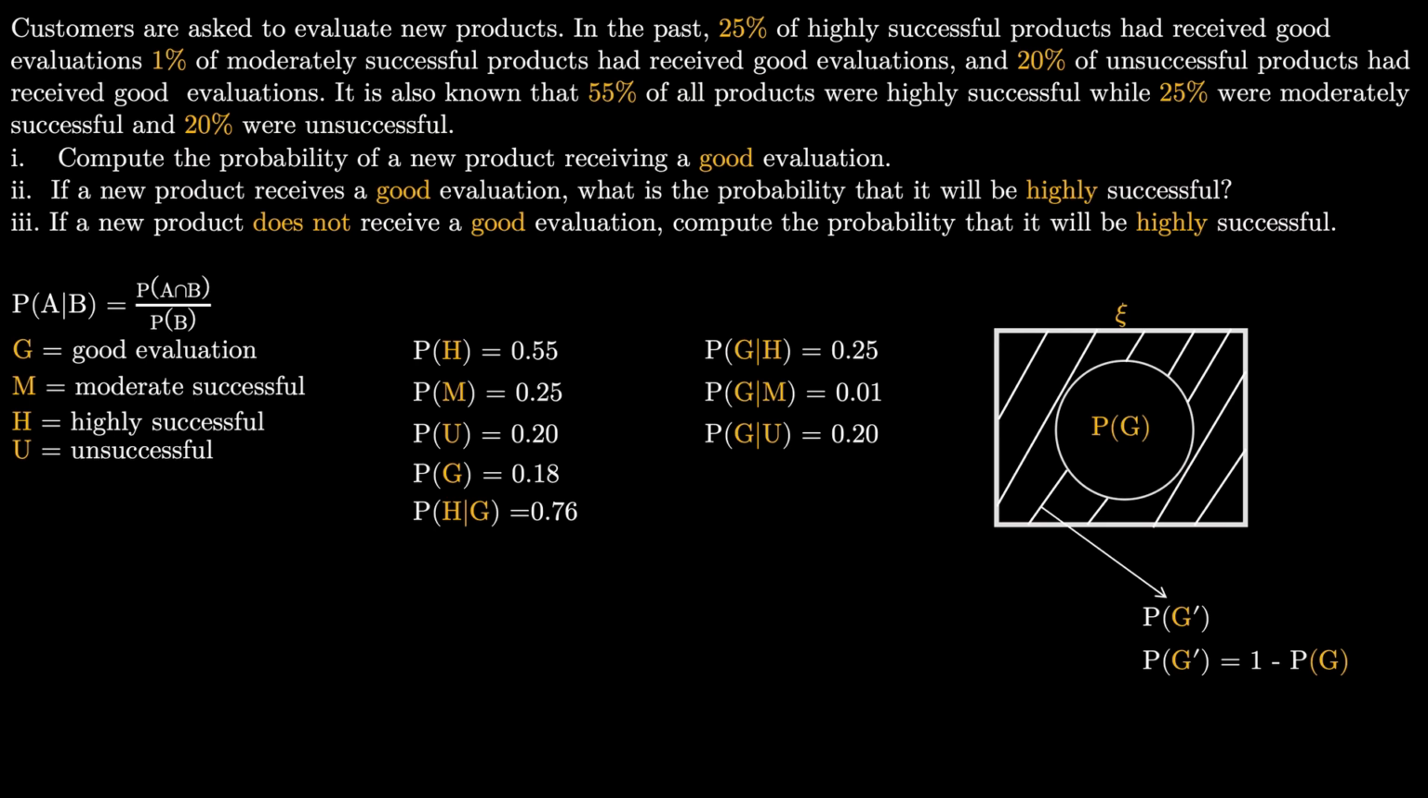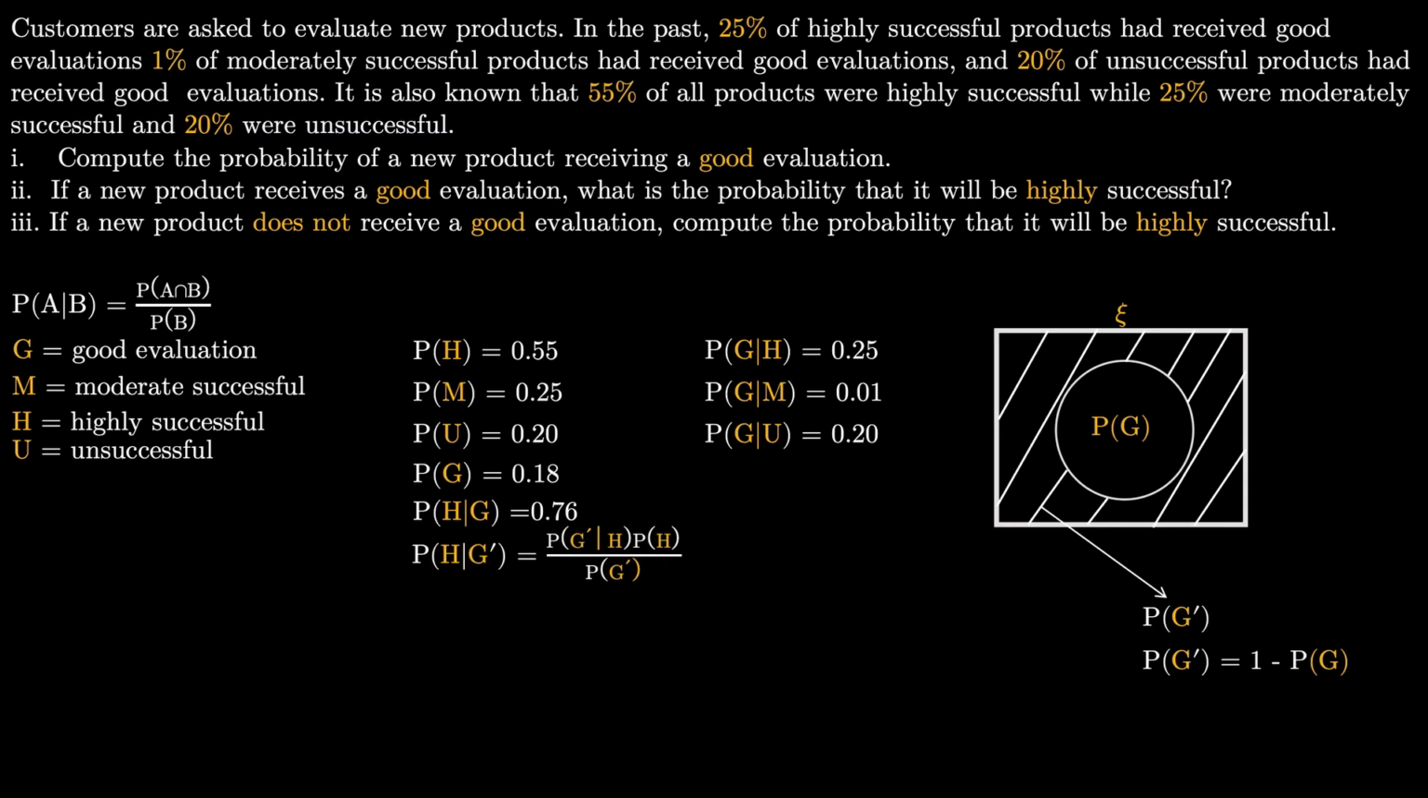Okay, so in this question, if a new product does not receive a good evaluation, compute the probability that it will be highly successful. So this is the case where we're going to use reverse conditional probability. Some may call it Bayes theorem. If a new product does not receive a good evaluation, that is the condition, right? So this is going to be G complement. Compute the probability that it will be highly successful, that is going to be H. So it's going to be the probability of H given G complement, right?